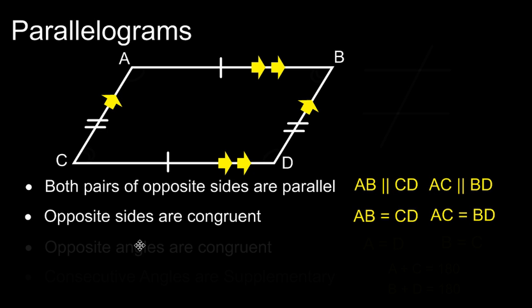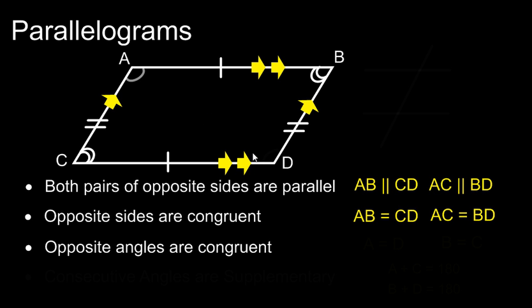The next thing we know is that opposite angles are congruent. Okay? So here what we define as opposite angles would be angle B is congruent to angle C. And A is opposite D, so A is congruent to D. But if you notice, they're all four not congruent. B and C are acute, A and D are obtuse. So they are not all four equal. That would be a different shape.